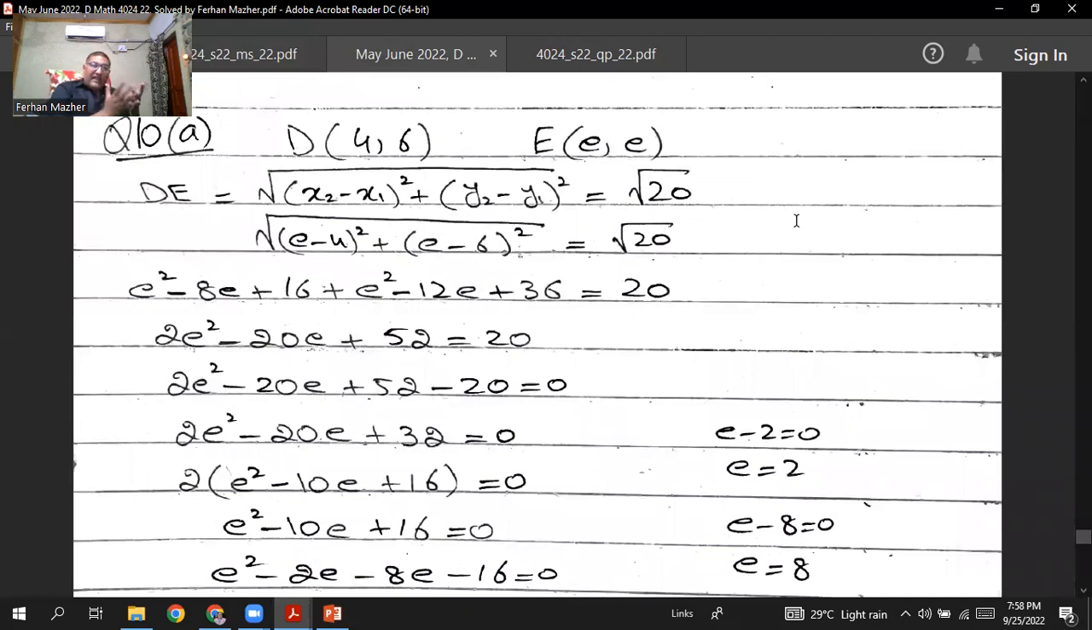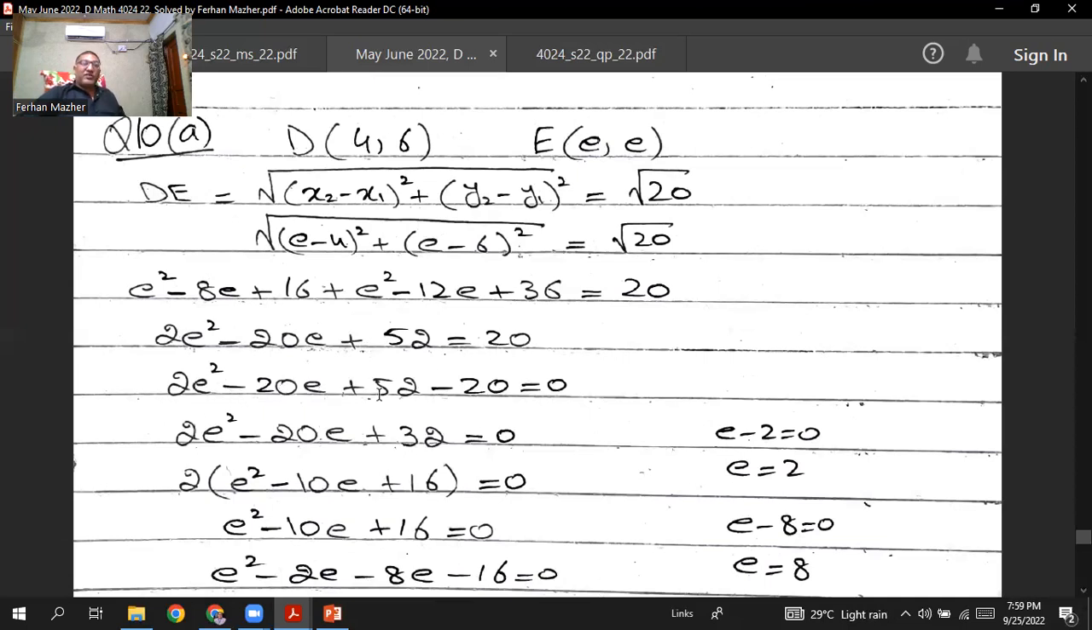So the length DE, the formula is the square root of (x2 minus x1) whole squared plus (y2 minus y1) whole squared, and that is equal to the square root of 20. So the square root of (e minus 4) whole squared plus (e minus 6) whole squared equals the square root of 20. Take the square on both sides, and the square root will be gone. Open these brackets with the formula (a minus b) whole squared equals a squared minus 2ab plus b squared. So it will be e squared minus 8e plus 16 plus e squared minus 12e plus 36 equals 20. So it will be 2e squared minus 20e plus 52 equals 20.